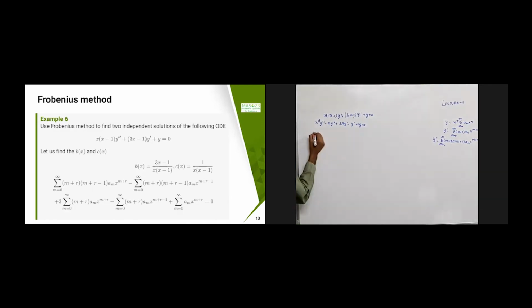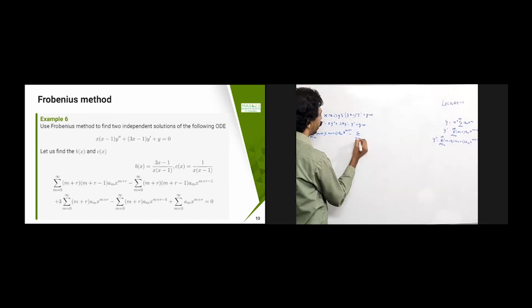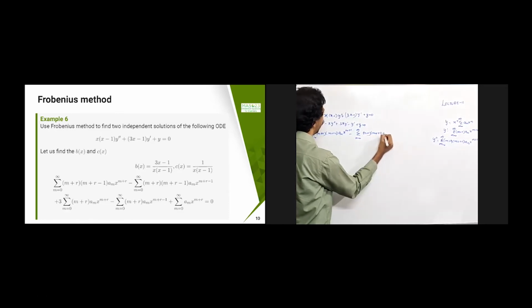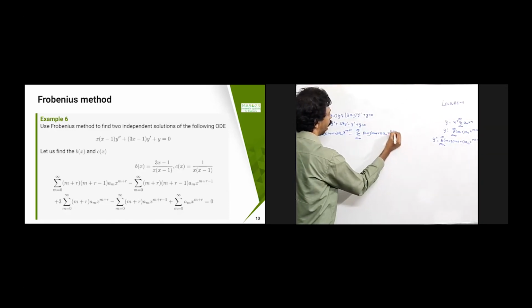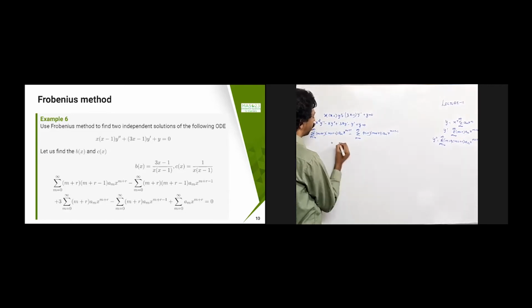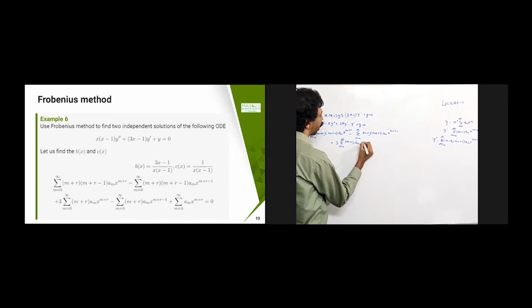So I substitute that. Therefore, the first term becomes the summation over m equal to 0 to infinity of (m plus r)(m plus r minus 1) a_m x power m plus r. Minus the summation over m equal to 0 to infinity of (m plus r)(m plus r minus 1) a_m x power m plus r minus 1. Then I have 3 x y dash, so that becomes plus 3 times the summation of (m plus r) a_m x power m plus r, because x times x power m plus r minus 1 gives x power m plus r.